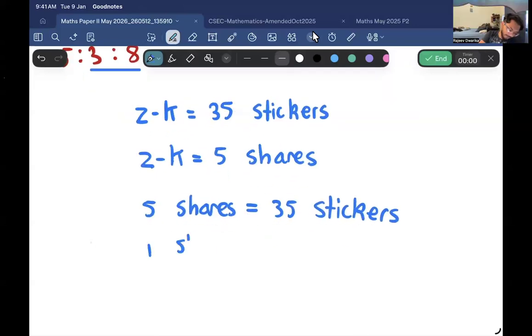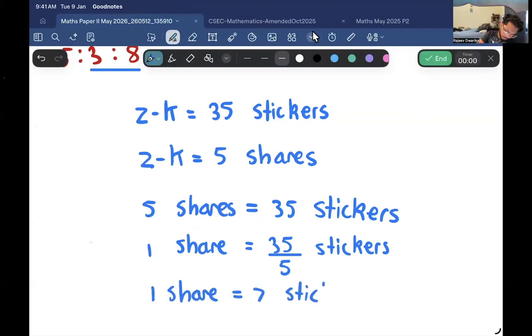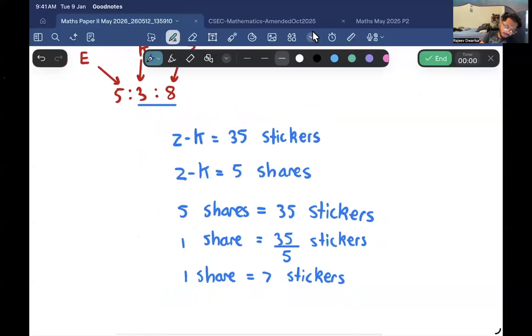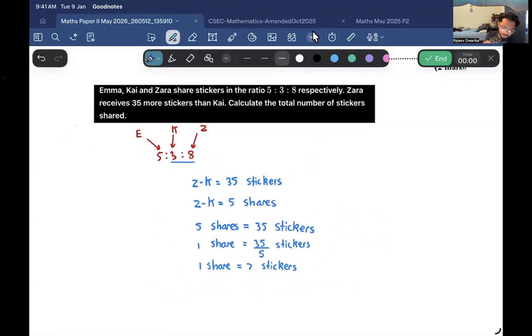How am I gonna find for 1 share? You divide the 35 by 5. Right? I divided 35 by 5. And so we see that 1 share is how much stickers? 7. Right. 1 share is equal to 7 stickers. Cool. So Carla, think. I know you could do it. How am I gonna find the total number of stickers shared now?